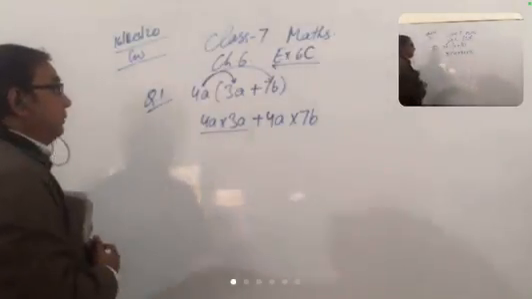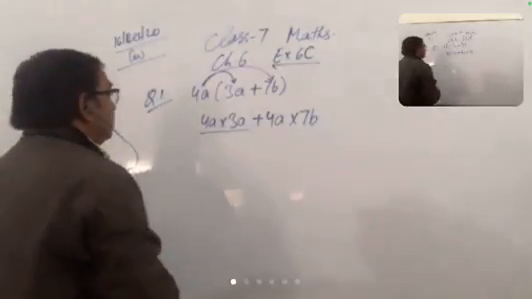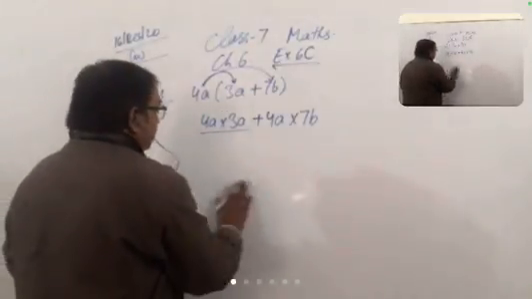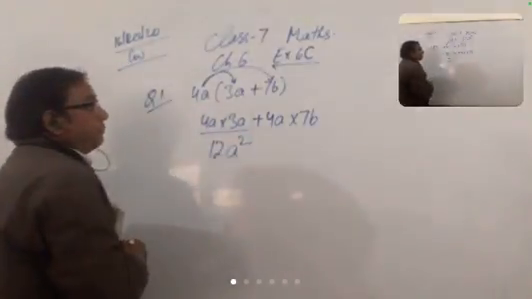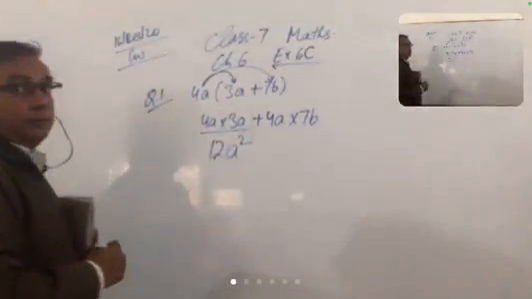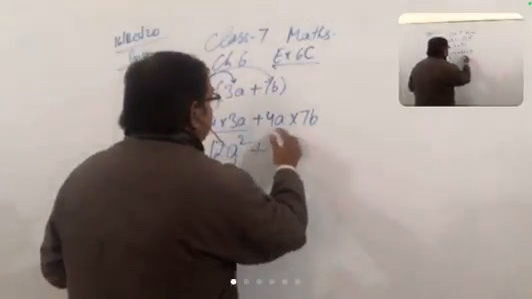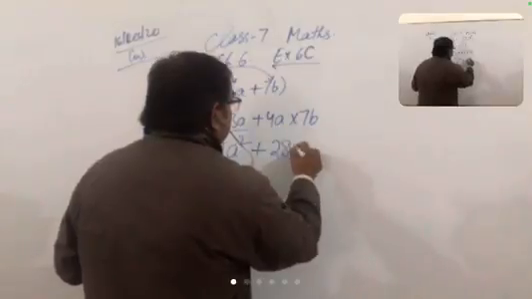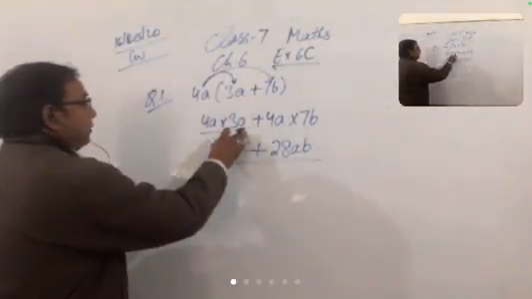Ojas, can you please tell me what is the product of 4a multiplied by 3a? 12a square. Clear with you? Okay, sir. And this is 28ab. Is it clear or not?